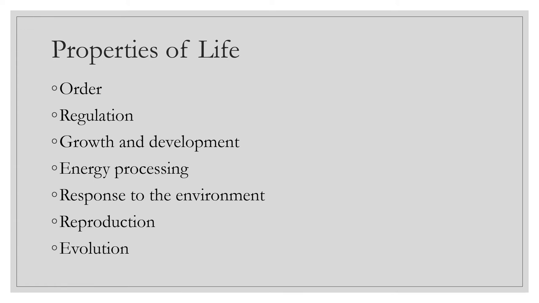So now we're going to talk about what are the properties of life. When we say something is living, they have to have these different properties. And so these properties are going to include order, regulation, growth and development, energy processing, response to the environment, reproduction, and evolution. And we're going to break down each of those and give you examples of what those properties are.